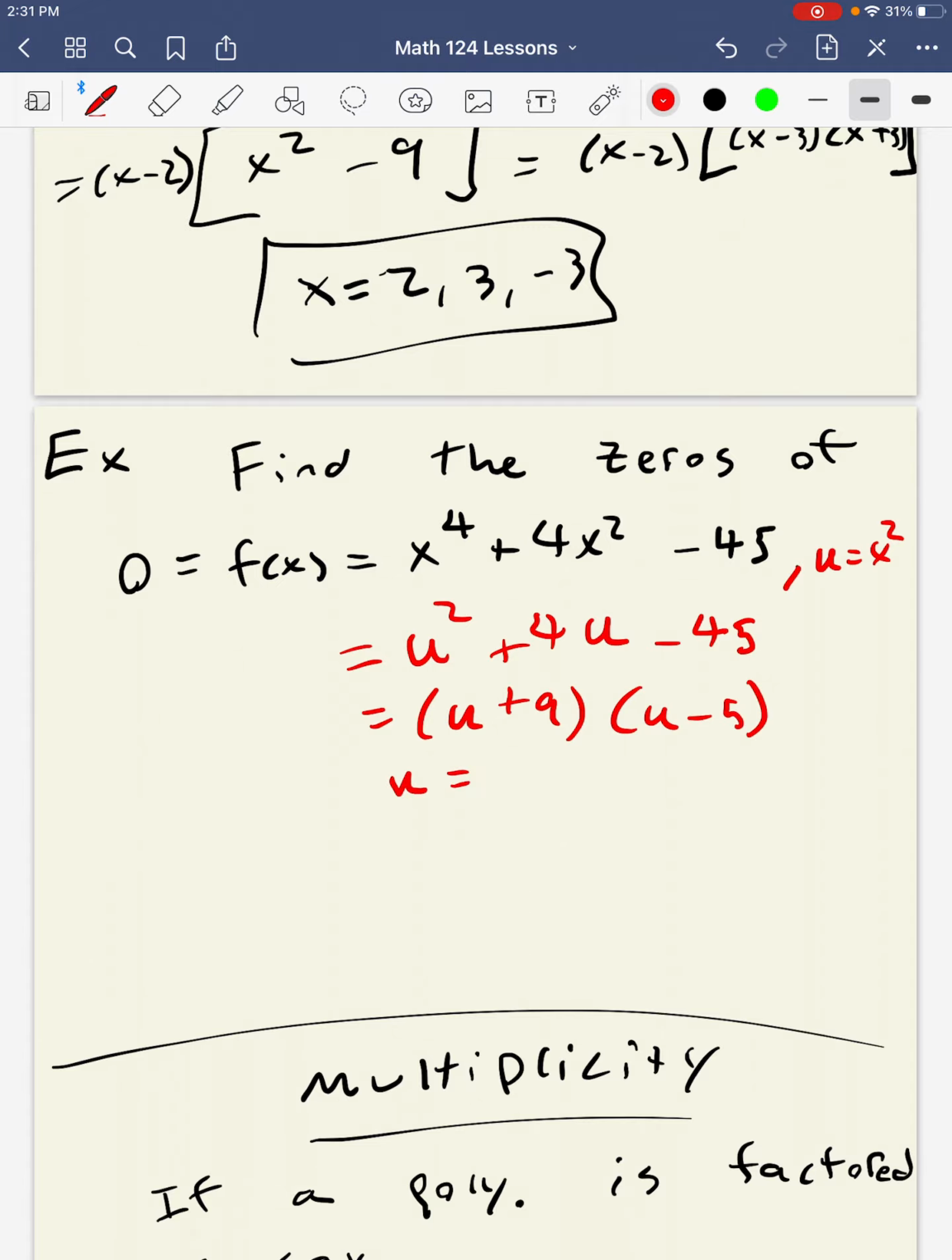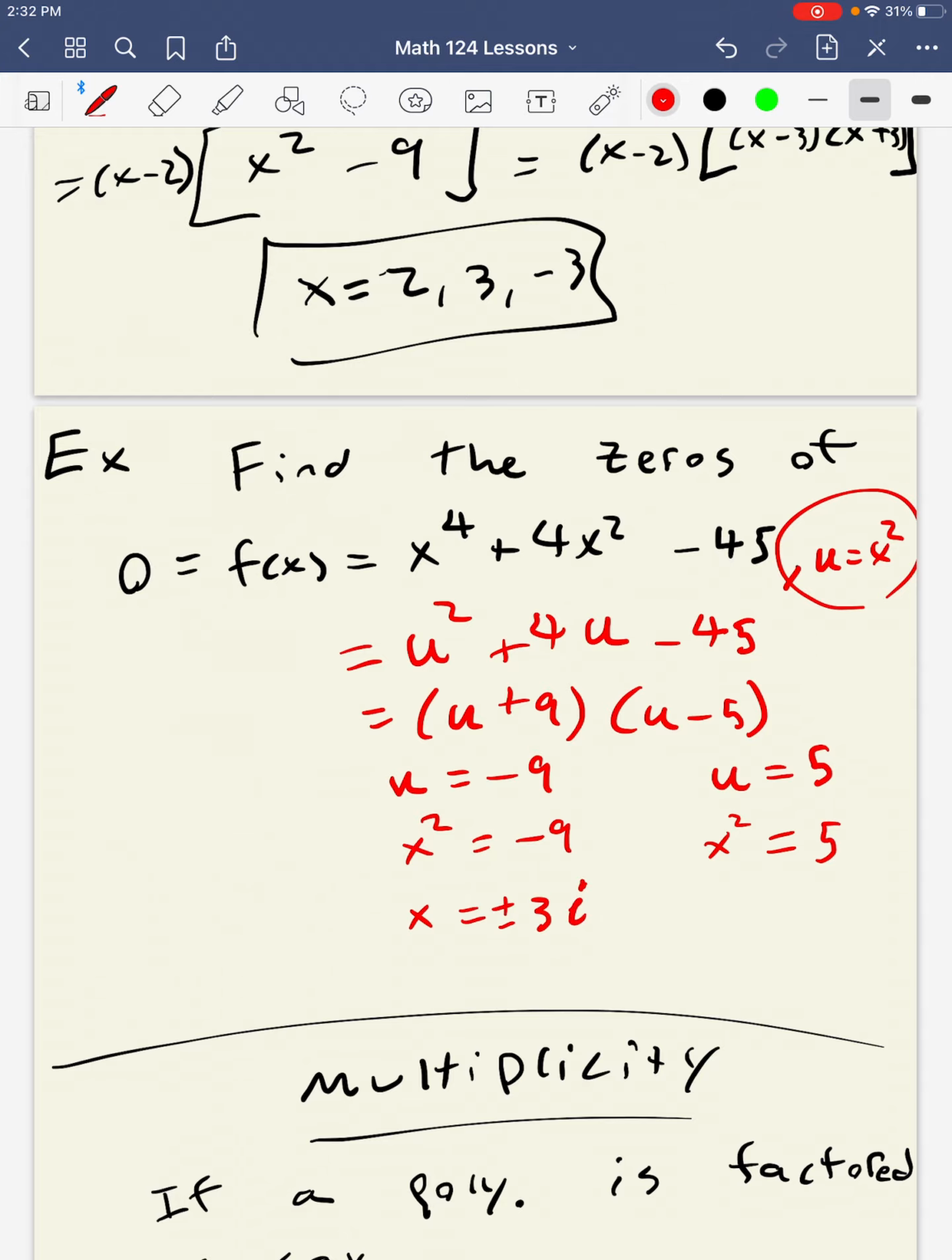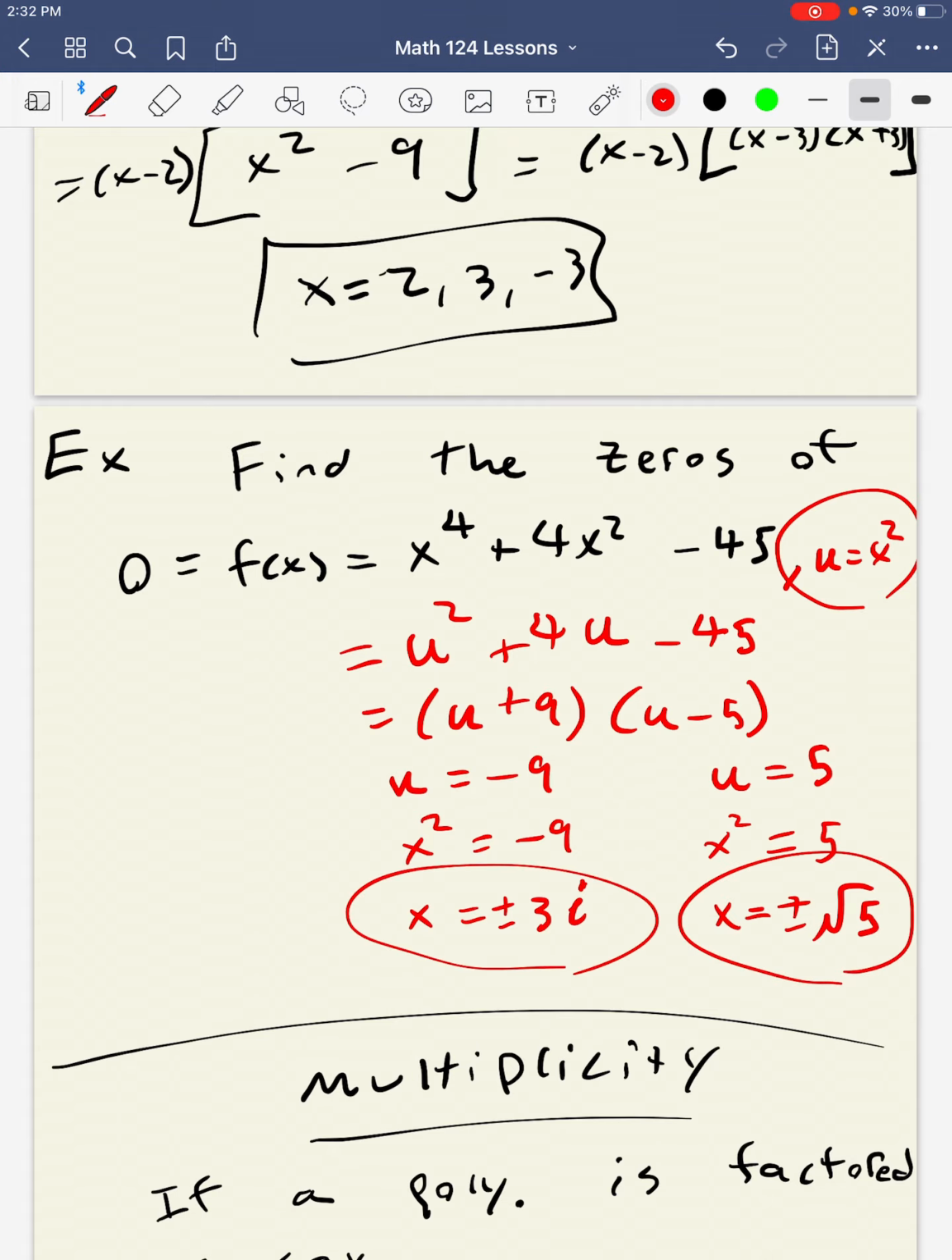Okay, so u will equal negative 9, or u will equal 5, but u is x squared, so x squared equals negative 9, or x squared equals 5. Right, so take the square root of both sides, x will be plus or minus the square root of negative 9, which is 3i. Take the square root of both sides here, we get plus or minus square root 5. So notice there's two answers here and two there, 4 answers in total.